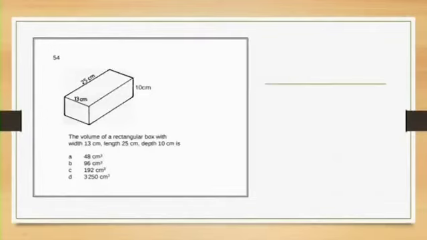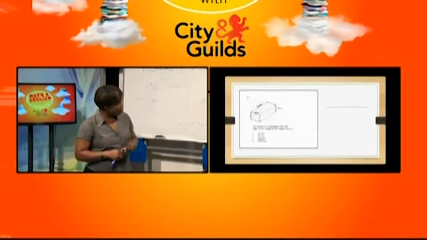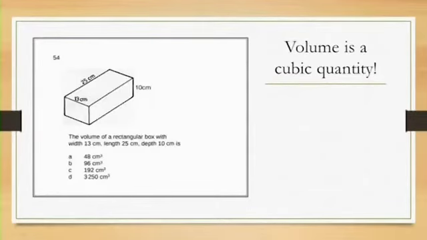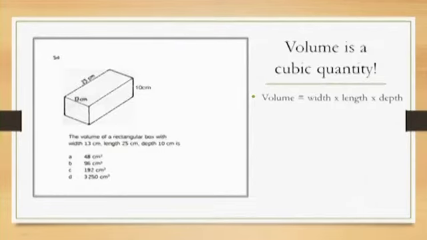All right, so we're here at a volume question. The volume of a rectangular box with width 13 centimeters, length 25 centimeters, and depth 10 centimeters is... how do you find volume? Volume is a cubic quantity, and volume is calculated by multiplying the width by the length and also by the depth of that figure, that solid.